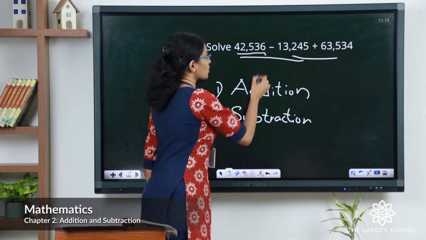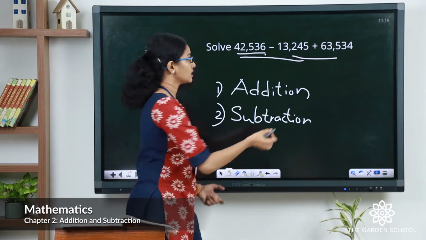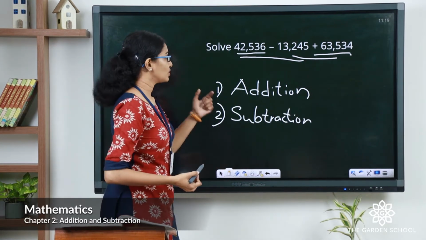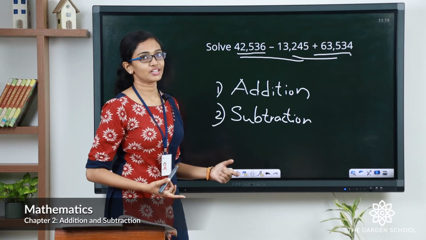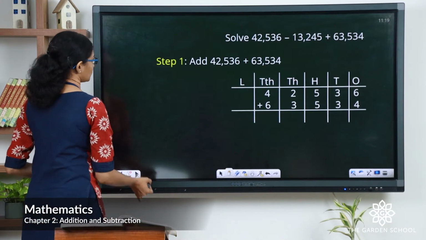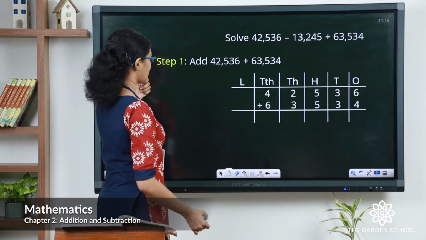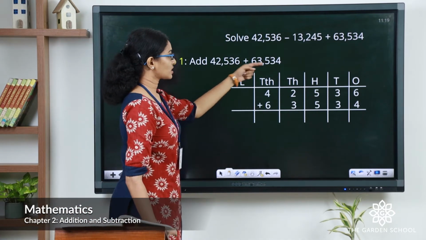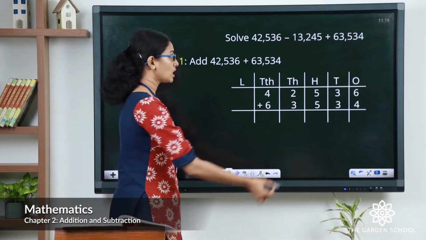We have 42,536 and we have a plus 63,534. So, let's do that addition first. So, moving to that, we have step 1, add 42,536 plus 63,534. How do we add?